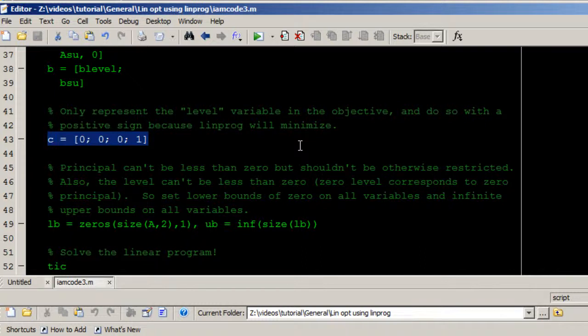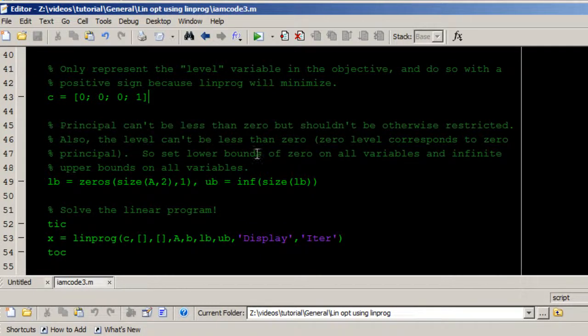And that's what we're trying to minimize. It's the level, because remember, the level is the last variable. So when you do that multiplication, all the other ones get knocked out by zeros, and all you have left over is L. Right. Finally, the last little bit of setup we have is the bounds on the variables.